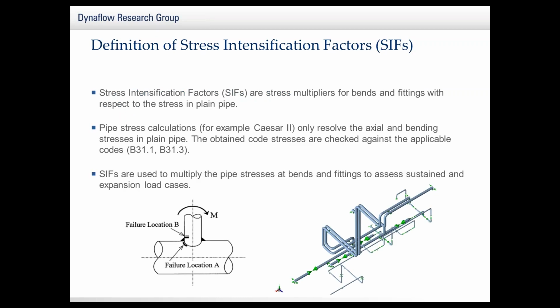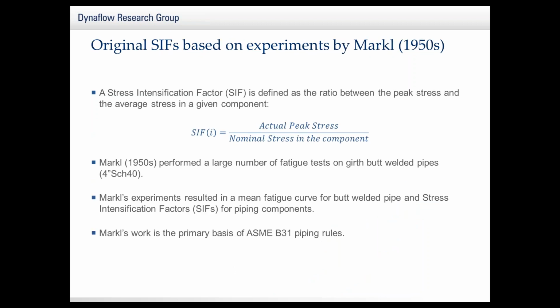Stress intensification factors are stress multipliers for bends and fittings with respect to the stress in plain pipe. For example, CAESAR II is a pipe stress program that many of you probably use. It is a one-dimensional program. It can only solve for axial and bending stress in the pipe in one direction, and it cannot accurately predict the stresses due to stress concentrations in bends or at tees. So in these cases, you have to multiply with stress intensification factors to predict the accurate stress at these locations. The stress intensification factor is the ratio between the actual peak stress at the fitting, so at the bend or tee, divided by the nominal stress in the component.